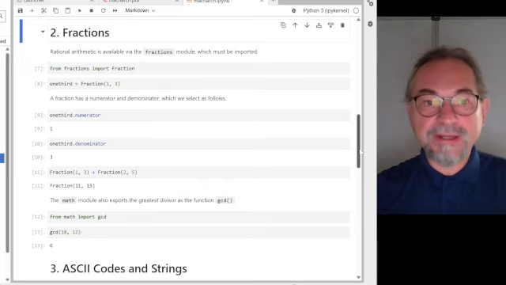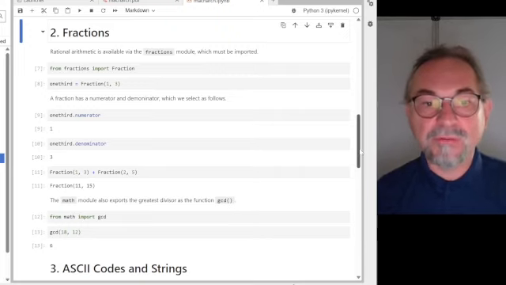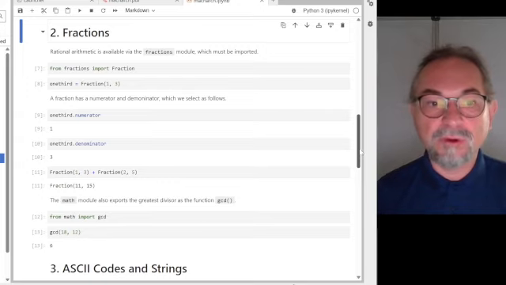So you can query this explicitly. And you can compute with this. Here you see when you add 1 over 3 and 2 over 5, you get 11 over 15.